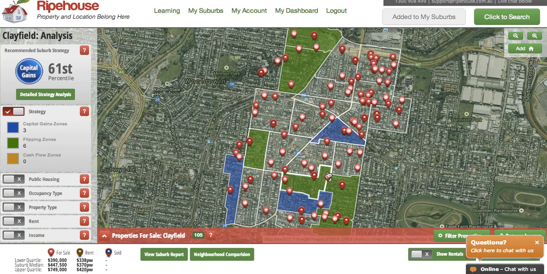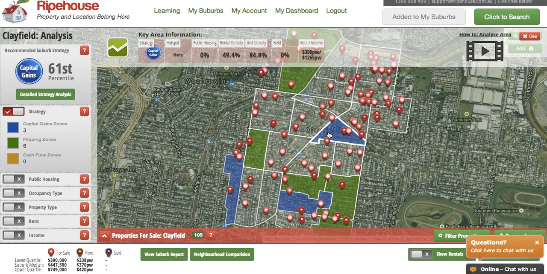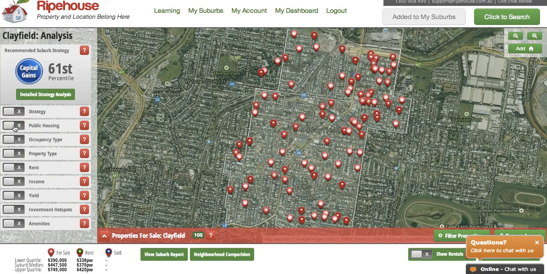Any of these overlays on the map relate to approximately 200 residences. You can hover over them there, and you can click on it. So each of those overlays you can click to determine the exact statistics for this area. Okay, so this particular area has 0% public housing, basically 50% rental density, 85% units, average rent is $390 per week, average income $1,265. So anytime you see an overlay on the map, you can click on that overlay to view the statistics.